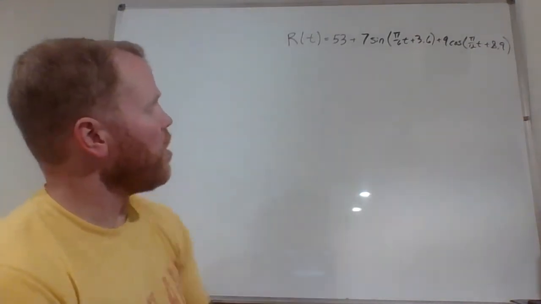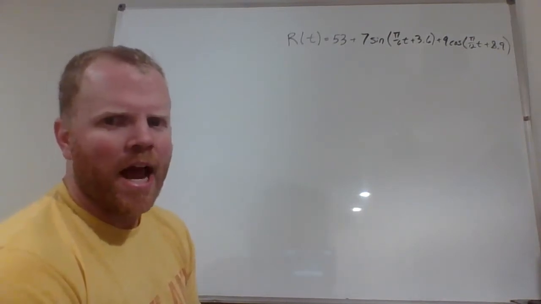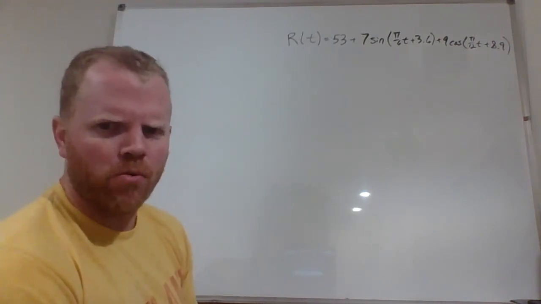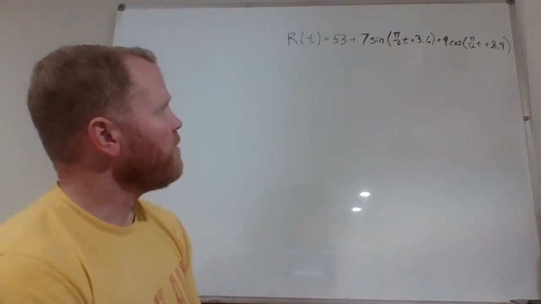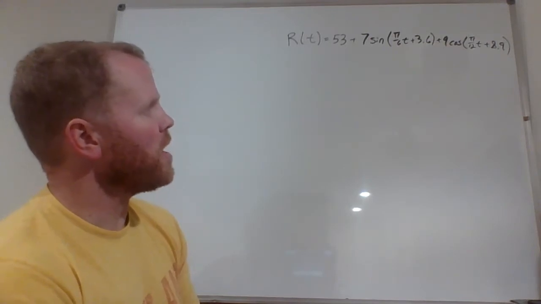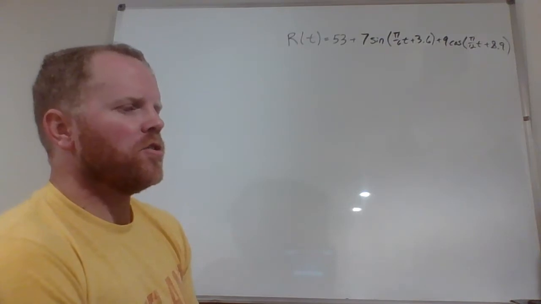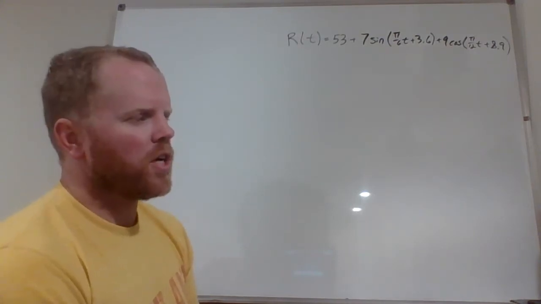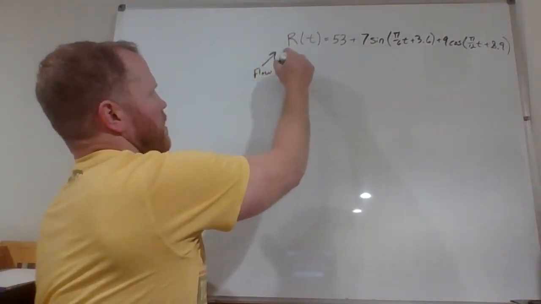So I give you this function r of t, which measures the rate of change of like water pumped in, in gallons per hour. It talks about the flow rate. Or I think it's gallons per hour. But the function is modeled by 53 plus 7 sine of pi over 6t plus 3.6, plus 9 cosine of pi over 12t plus 8.9. So part A asks you to find the maximum flow rate. This is just kind of a tricky little thing, but this function actually already measures the flow rate.